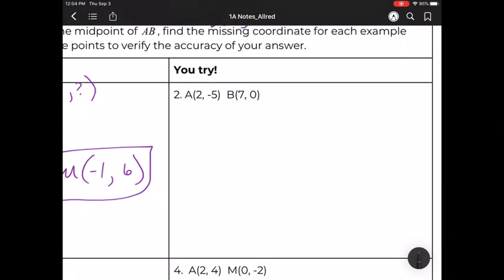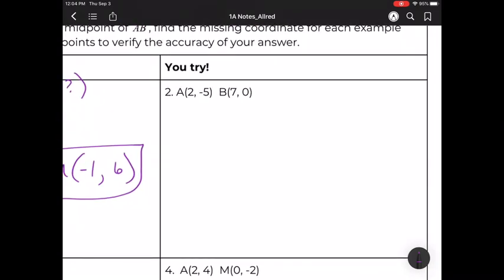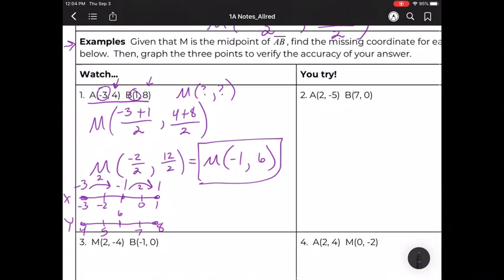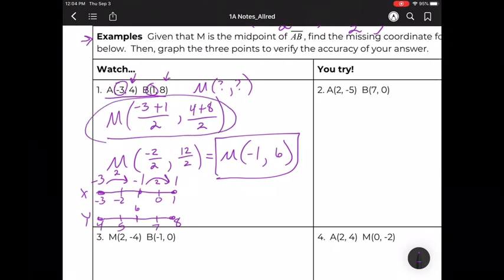So here's what I want you to do. I want you to try number 2 on your own. Just doing the formula part. Just use this to calculate the midpoint. If you need more time, pause the video. Otherwise, this is what you should get.